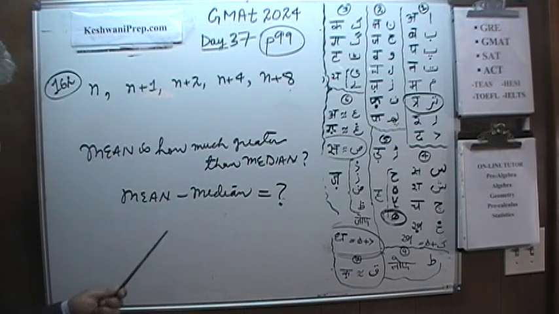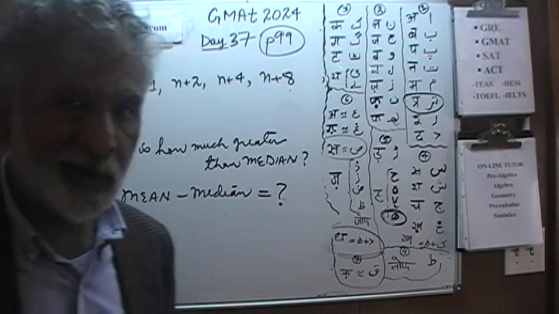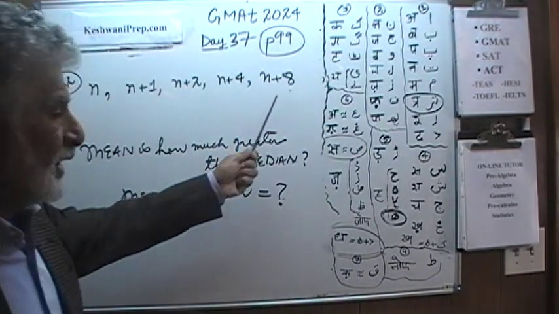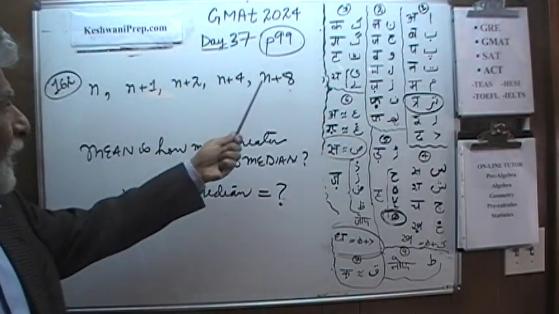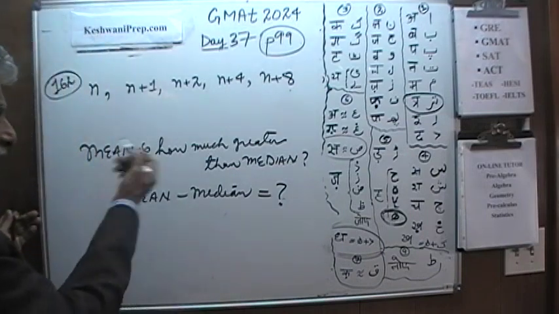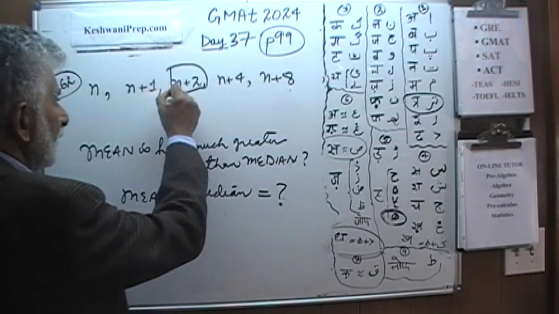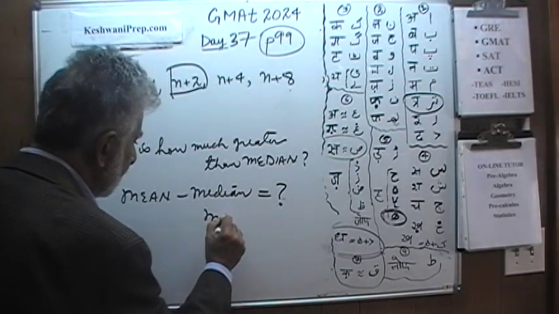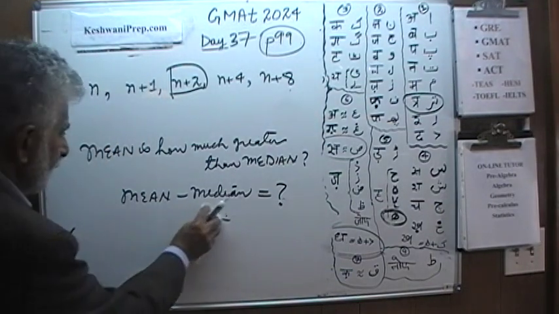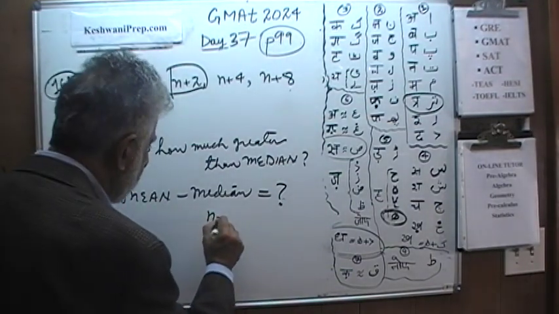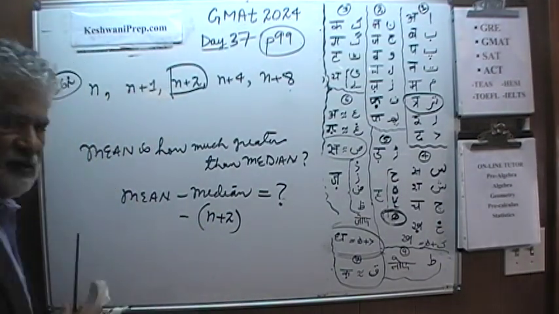Let's first take a look at the median. Median is straightforward. All we have to do is locate the middle number. They are already arranged in order because it's 1, 2, 4, 8. They're already arranged in order, and there are 5 of them. So there is your median. That's the median. N plus 2. That was the easy pass.